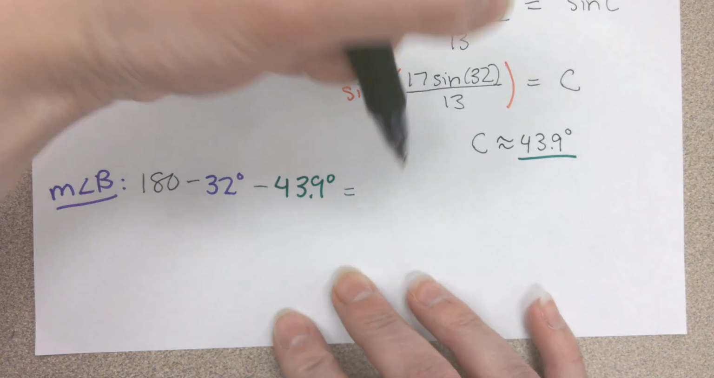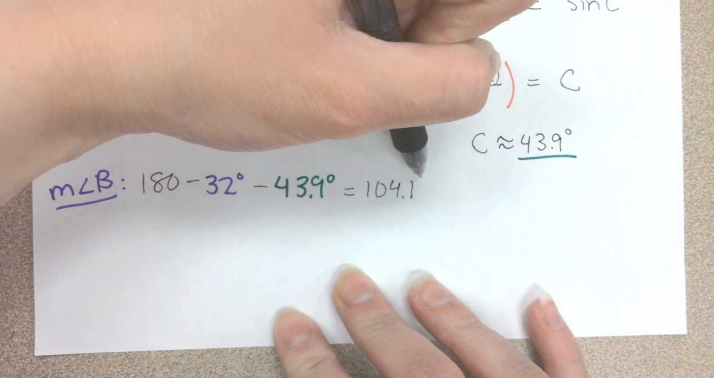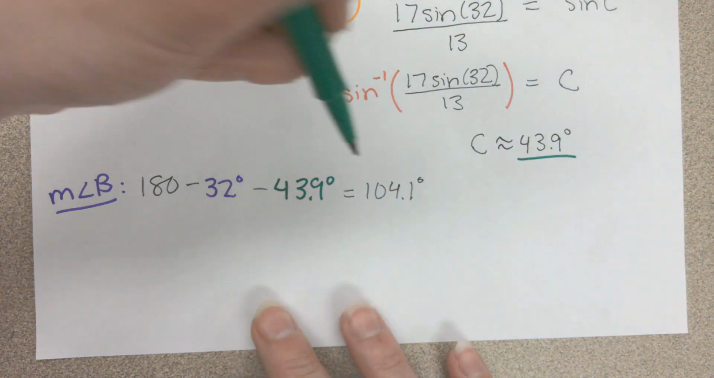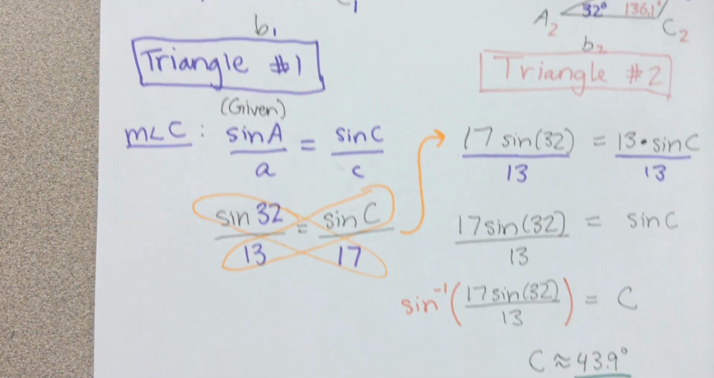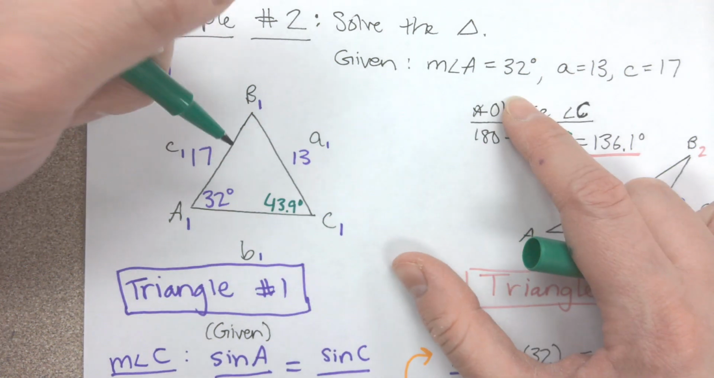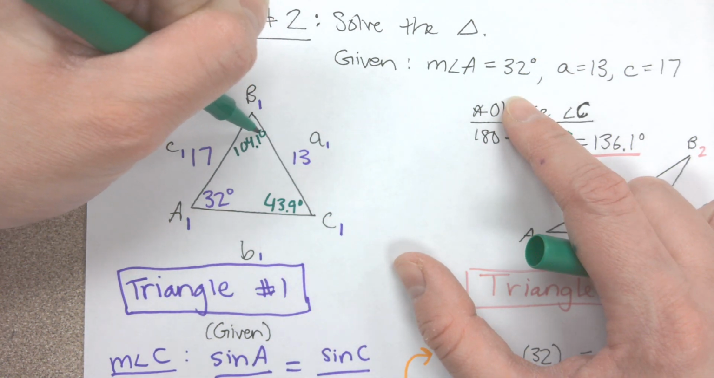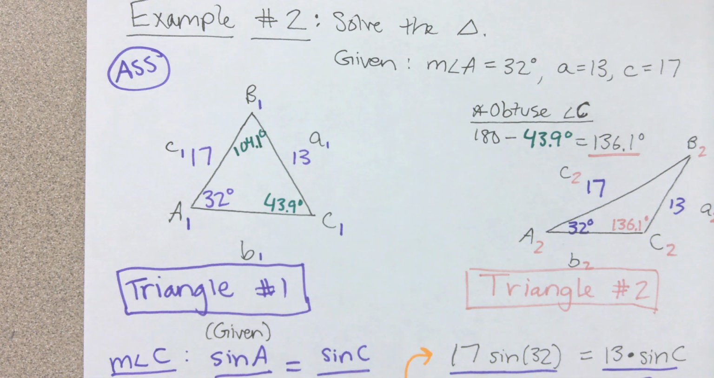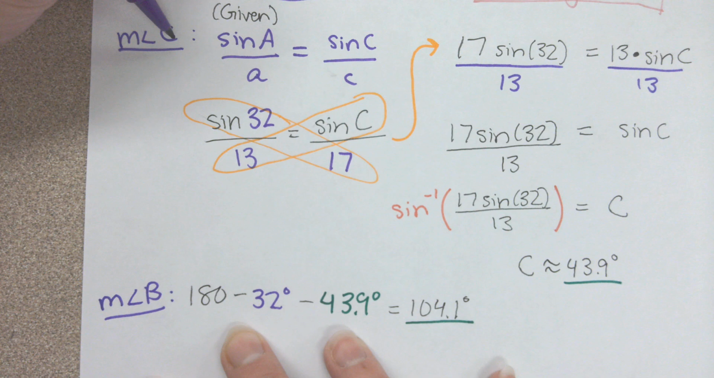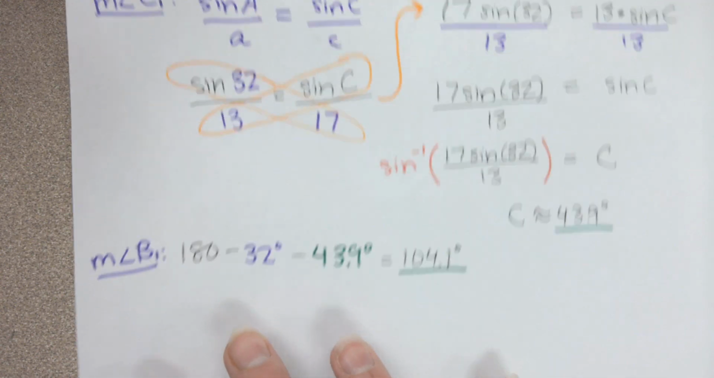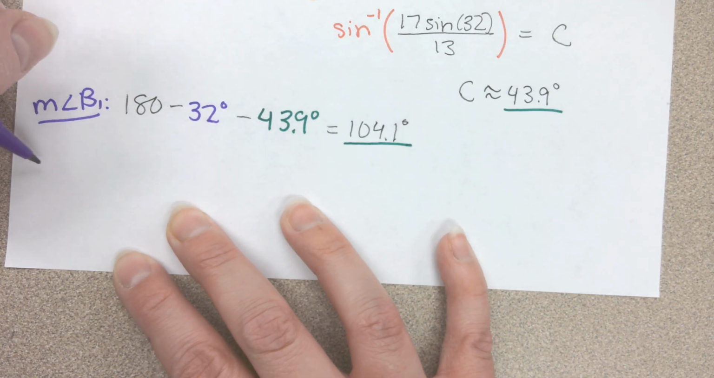That leaves me with 104.1. So now I know that angle B is 104.1. So that was finding B1. And I'll go ahead and put 1s on my work here just to keep it organized. And lastly, we need to find side 1.